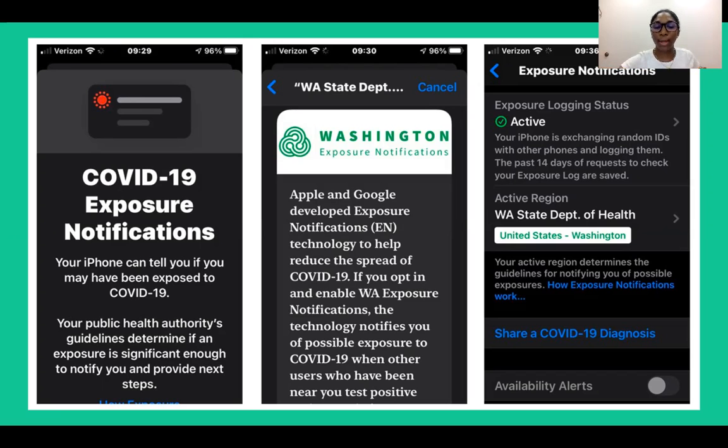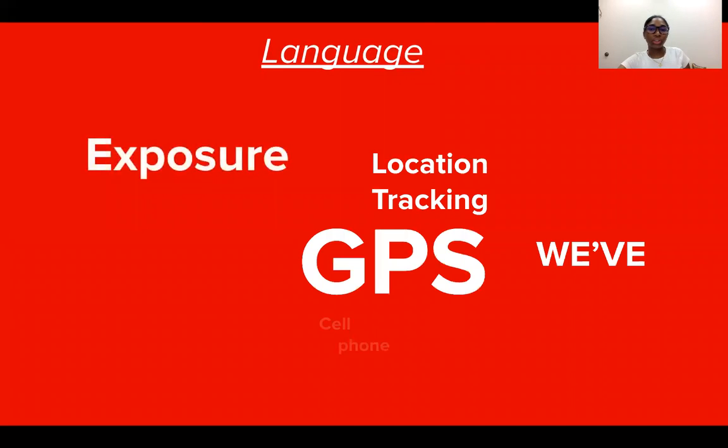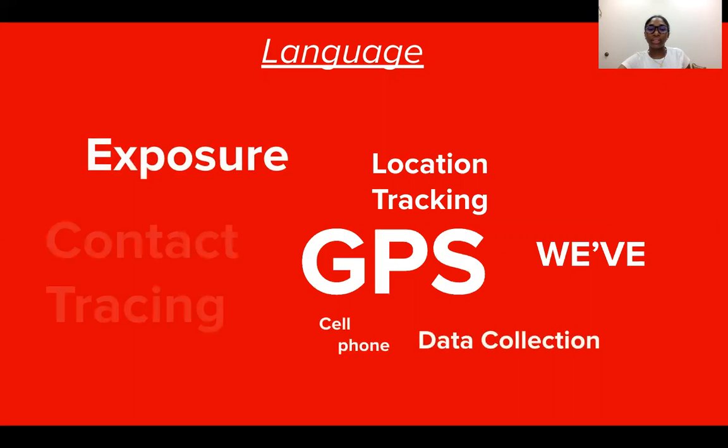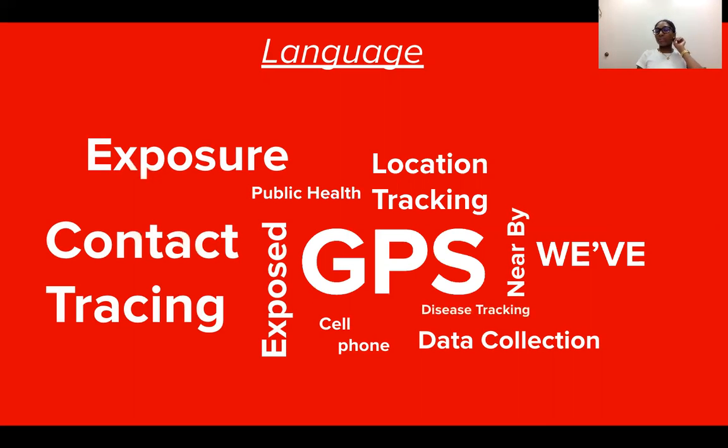So the language associated with contact tracing, we think about exposure, location tracking, GPS, cell phone, data collection, contact tracing, expose, we, which is interesting, nearby, public health, and disease tracking. So all of these words, excuse me, mean something different to everyone. And a couple I'd like to point out is "we."